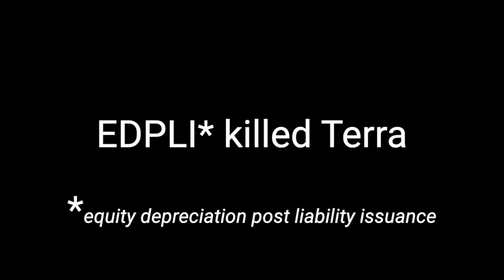The risk was equity depreciation post-liability issuance, or EDPLI. This is detailed more in the white paper and in the docs, but what happens if Luna takes a massive dip and the value of the stablecoin UST outpaces the value of the equity used to mint it? It should have been a huge danger signal when UST's market cap surpassed Luna.